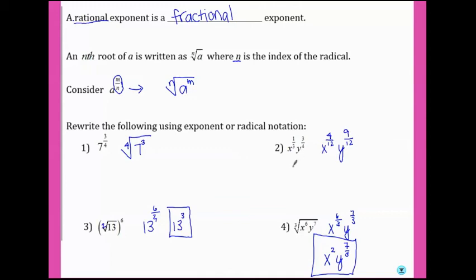Now that they have the same denominator, we can rewrite this as the 12th root of x to the 4th, y to the 9th. And make sure when you're rewriting these that your index is inside the little check mark part of your radical. You don't want to be writing 4 root 7 to the third. That means something much different than what we have written here.